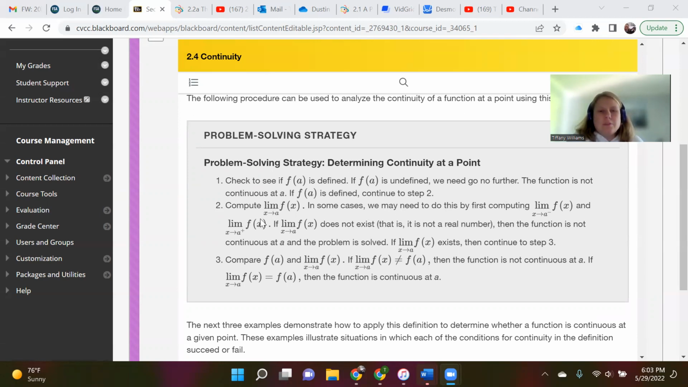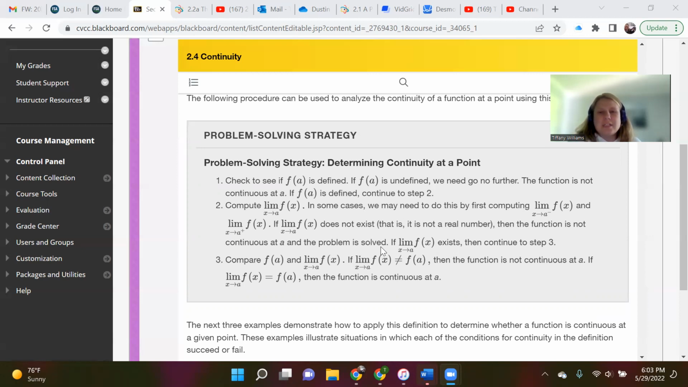Number 2, compute the limit as x approaches a of f of x. In some cases, we may need to do this by first computing the limit from the left and the limit from the right, and seeing if they're equal. If the limit as x approaches a of f of x does not exist, that is, it's not a real number, then the function is not continuous at a and the problem is solved.